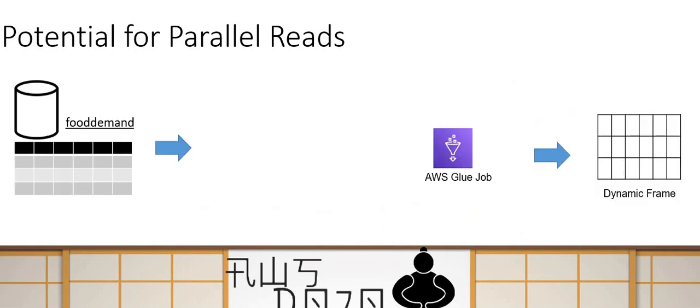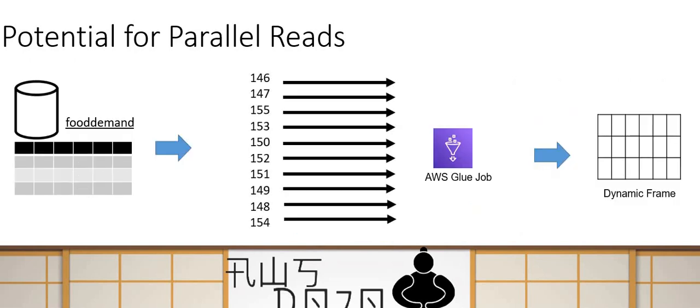So basically what I'm trying to achieve here is this. I want to run multiple parallel queries. I'm showing 10 queries here, but not necessarily 10. It could be 2, 5, 6, 7, up to you. You can test for multiple parallel reads, but basically I want to run multiple parallel read queries, so that one query will load the data for week 146, one query will read data for week 147, one for 155, one for 153, and so on and so forth.